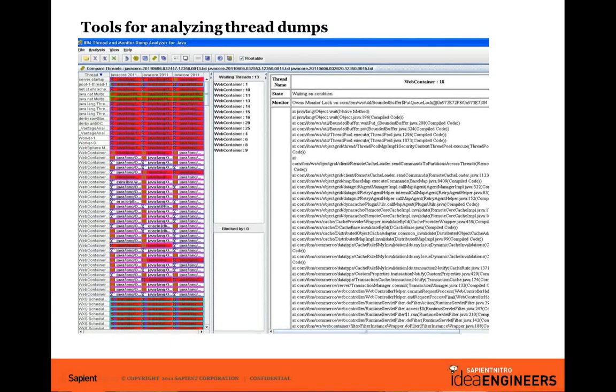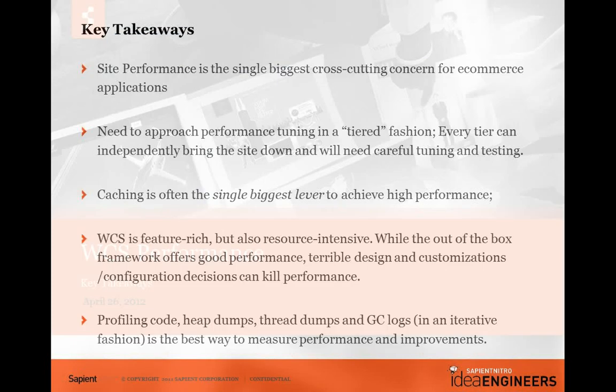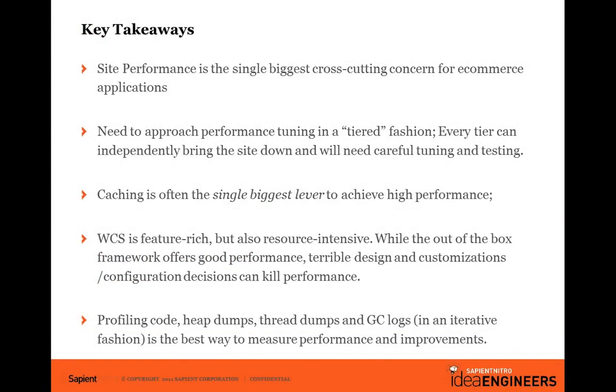So I just want to finally summarize with one slide on key takeaways. Site performance is extremely critical. I would say it's the biggest cross-cutting concern in any e-commerce application. We need to approach performance tuning in a very tiered fashion. Every tier is important, and it's not just your code or design. The third is caching. Leverage is probably your single biggest lever to achieve high performance.